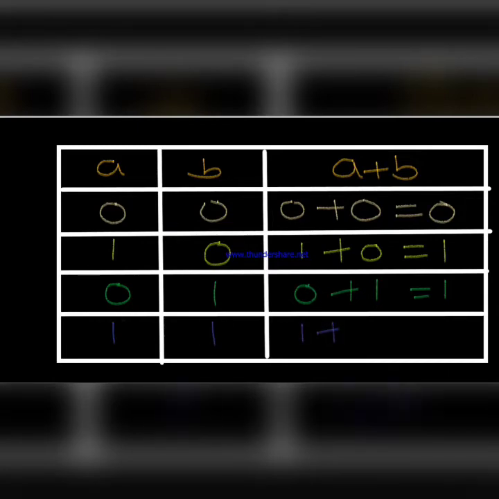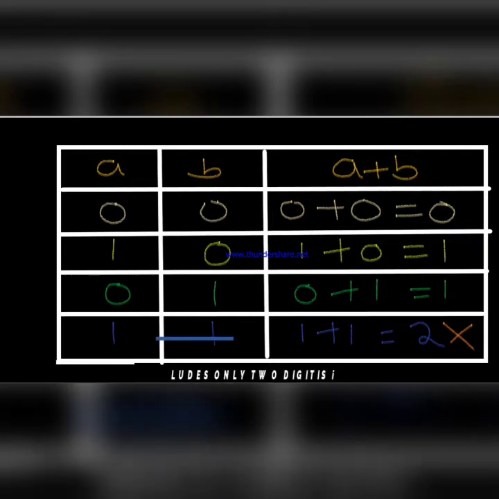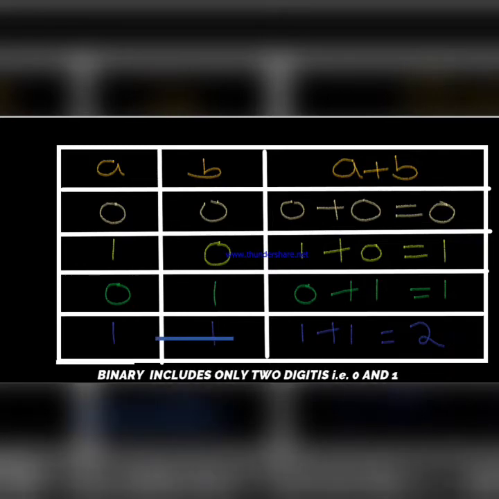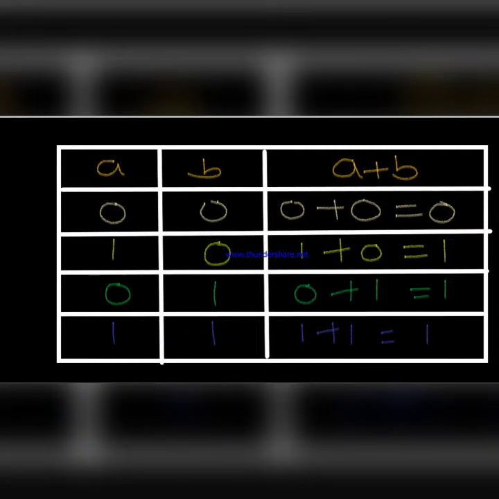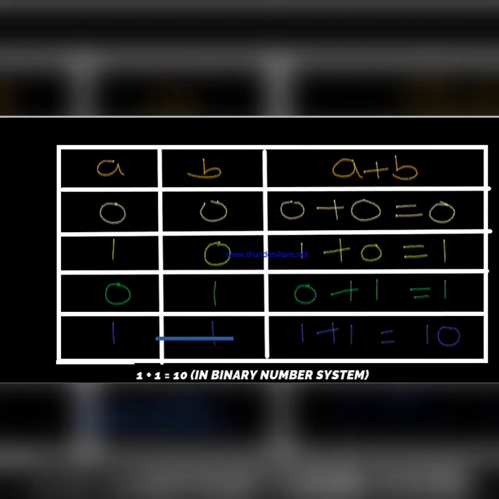So, let's take a minute here. As we know, binary digits have only 0 and 1. So, if I write 2 here, then it will be considered as wrong because binary doesn't include any other number except 0 and 1. So, in that case, here the answer becomes 10. Keep this thing in mind that 1 plus 1 in binary is always 10.